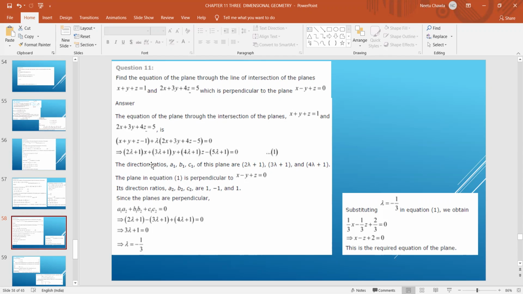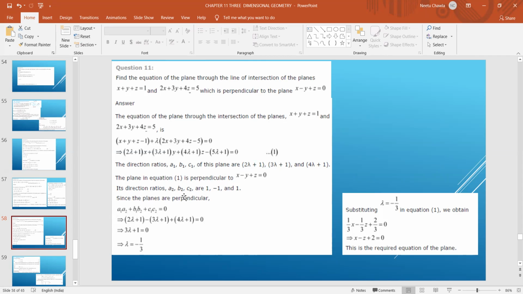Now the direction ratios of this plane are 2 lambda plus 1, 3 lambda plus 1 and 4 lambda plus 1. These are the direction ratios. These are perpendicular to this plane x minus y plus z. The direction ratios of x minus y plus z are 1, minus 1 and 1. When the two planes are perpendicular, the sum of the products of their direction ratios is equal to 0. So a1 means 2 lambda plus 1 into 1, and a1 a2 plus b1 b2 plus c1 c2 is equal to 0, using their DRs.